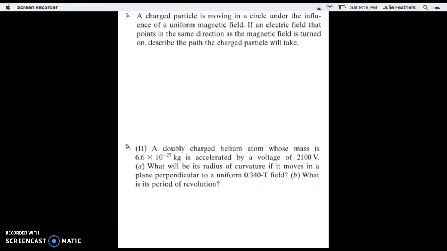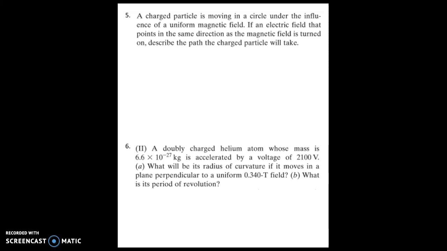And that will give us our radius, which is 2.67 times 10 to the negative 2 meters. And then once we have that, we can figure out the period using the equation v equals q times B times r divided by m. That gives us a velocity of 4.51 times 10 to the 5th meters per second. Knowing that, you can use the equation T equals 2 pi r over v. And that gives us our period, which is 3.72 times 10 to the negative 7 seconds.